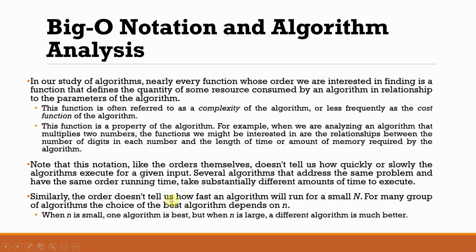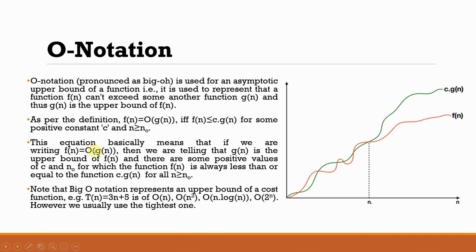Similarly, the order doesn't tell us how fast an algorithm will run for a small n. This is also an important point to remember. I've mentioned this a couple of times so far. For many groups of algorithms, the choice of the best algorithm depends on n, right? When n is small, one algorithm might be better, but when n is large, a different algorithm is much better. We've seen that in sorting. We talked about different cases for sorting, where n is very large or very small, and which sorting algorithm might be a better option.